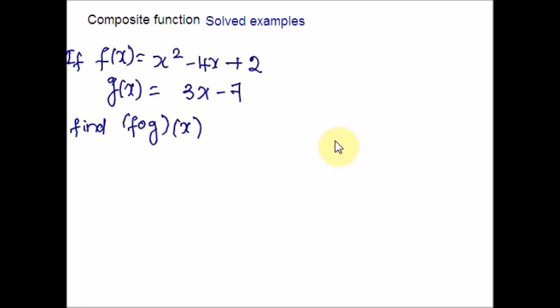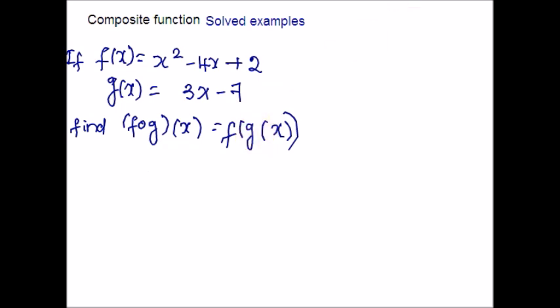Here is the first example. We are given f of x and g of x. We are supposed to find f dot g of x. First, let me write the definition. F dot g of x is nothing but f of g of x. First, let me write what is f of x. F of x is x square minus 4x plus 2. So wherever x is there, you have to replace that x by g of x, where g of x is nothing but 3x minus 7.